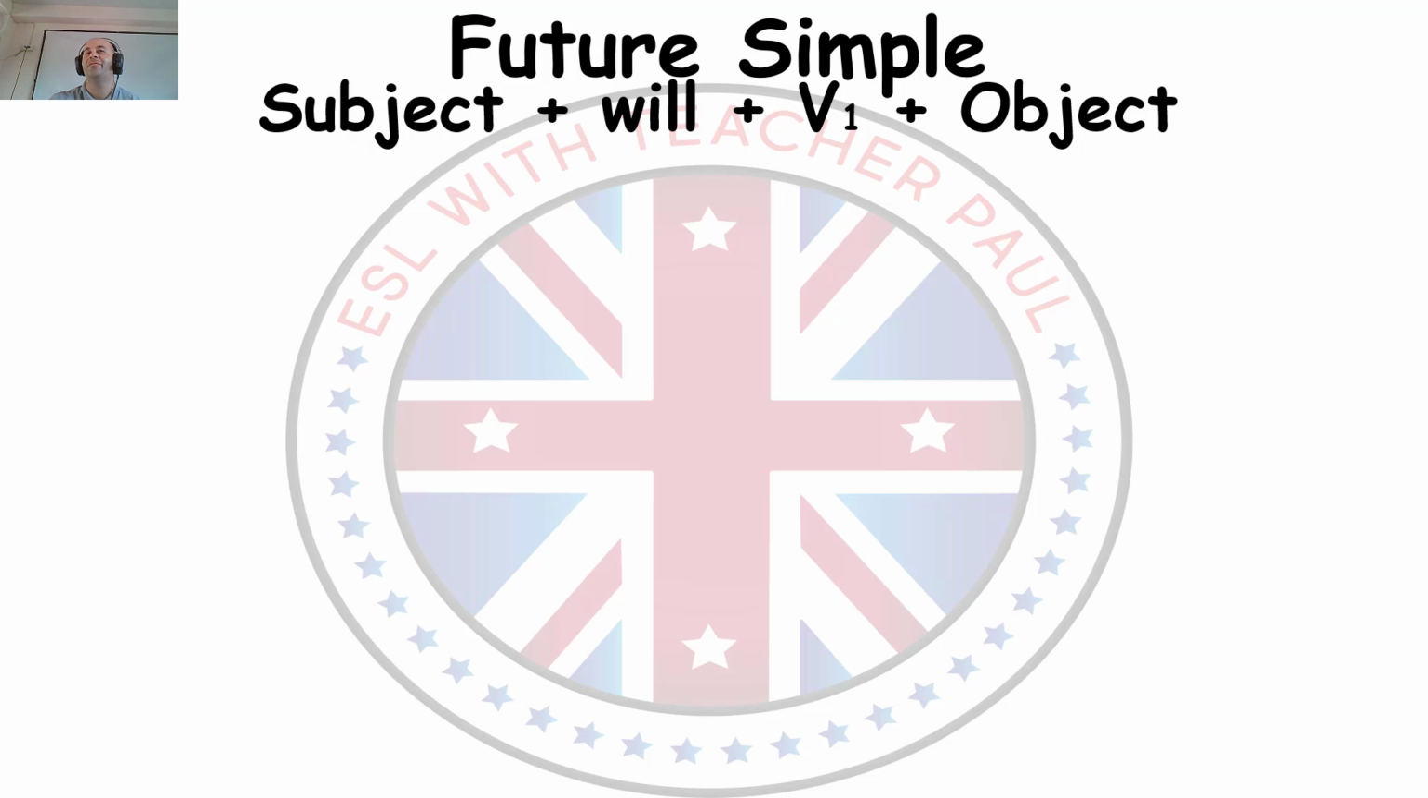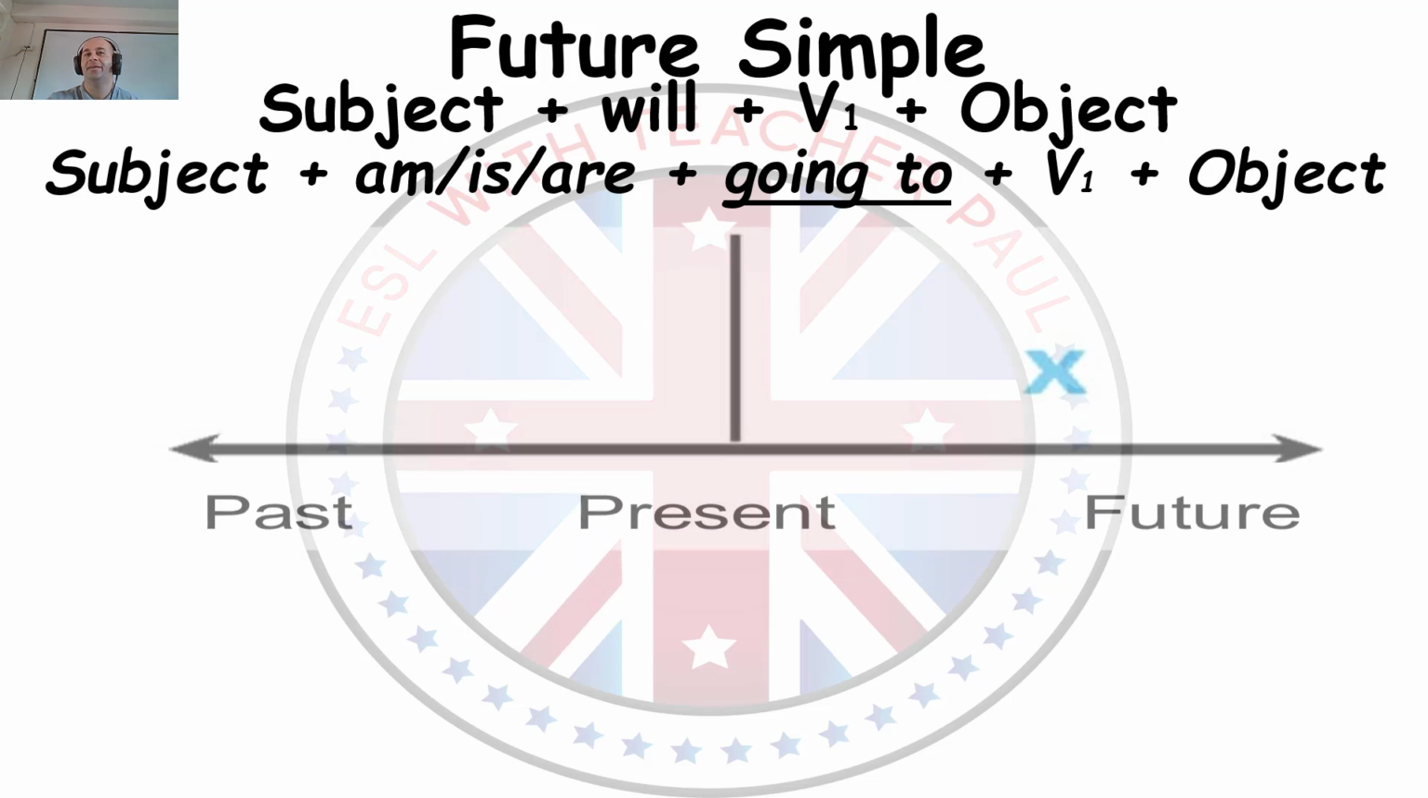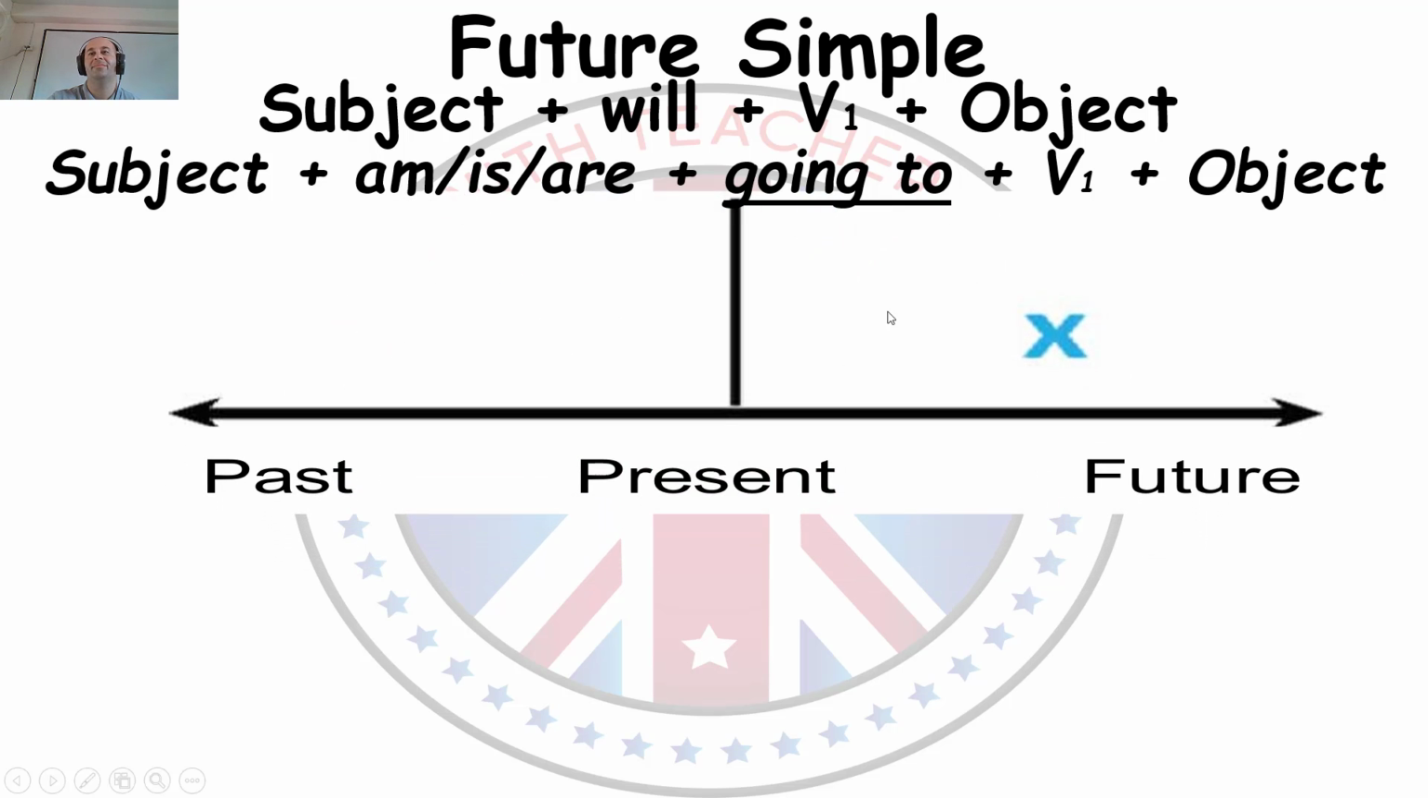However, there is another one. Sometimes we will use subject, am, is, are, and going to with verb 1 and the object. This is still the future simple, okay? It looks a lot like present continuous, but it's not. It's still future simple because it's a plan, an event that's going to happen in the future, okay? A future event, something in the future.